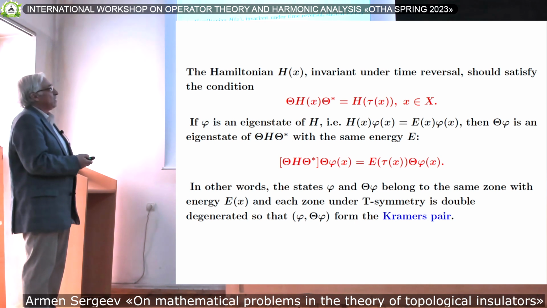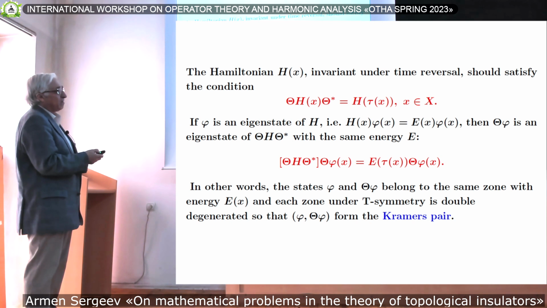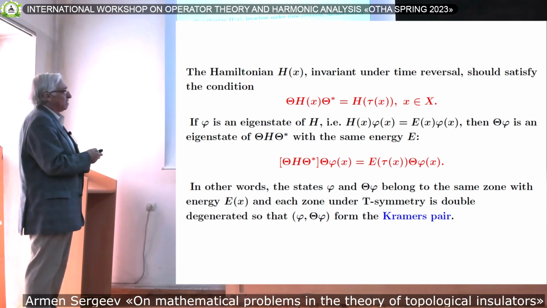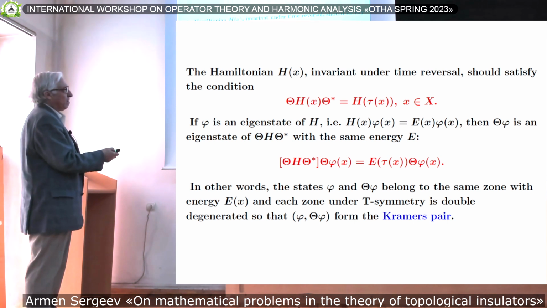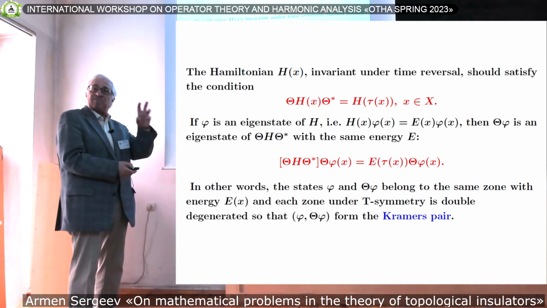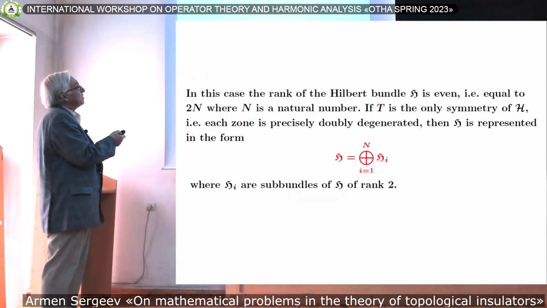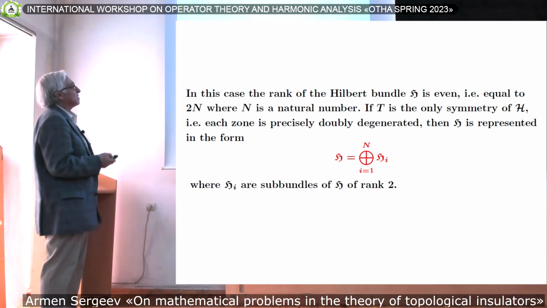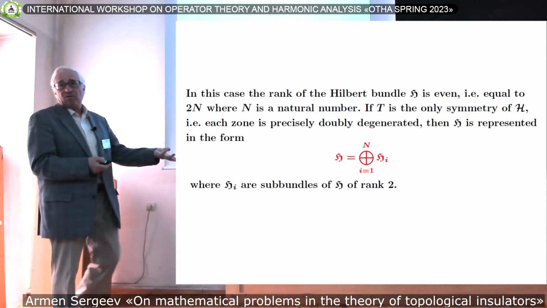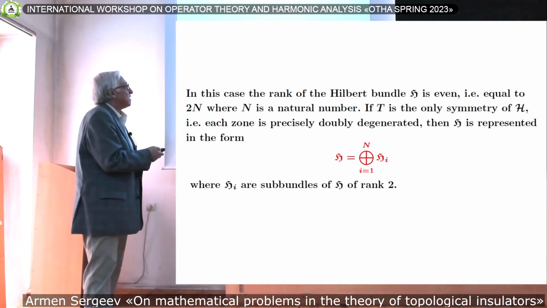This eigenvalue. In other words, the states phi and theta phi belong to the same zone with the energy E of x, and each zone under this T symmetry is doubly degenerate. So this pair phi, theta phi forms the Kramers pair. I said that this is the most important notion in this theory. In this case, the rank of the Hilbert bundle should be even, that is equal to 2n, where n is a natural number. If T is the only symmetry of H, then each zone is precisely doubly degenerate. So H is represented as a direct sum of subbundles of rank 2. And in fact, all considerations will reduce to the rank 2 case.